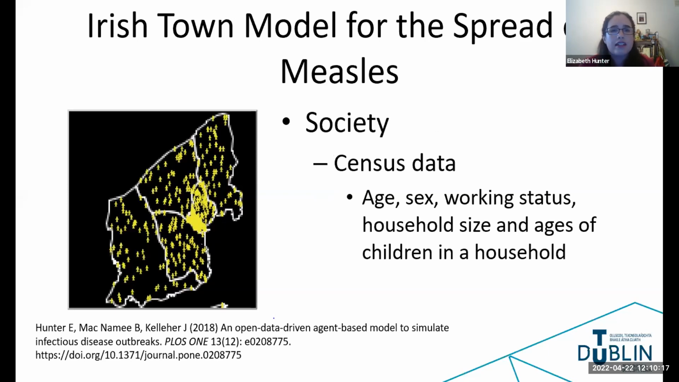Our society is based off of the Irish town, and so we use census data to match our agents within each small area. We have the correct proportion of agents of each age group for each sex, working status. So is the agent working? Are they a student? Are they retired? Are they unemployed? And then we also match things like household size and ages of children within a household. So we have the number of 1-person households, 2-person households, 3-person households, and then if the children in the household are all under the age of 15, over the age of 15, or both under and over 15, and those all come from the Irish census. So we create a really rich synthetic population for the town.